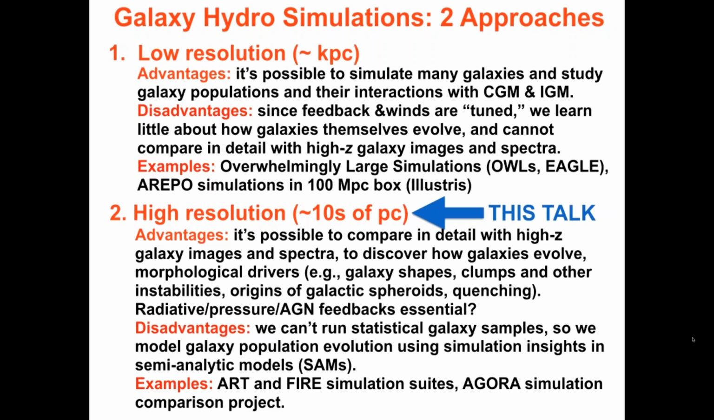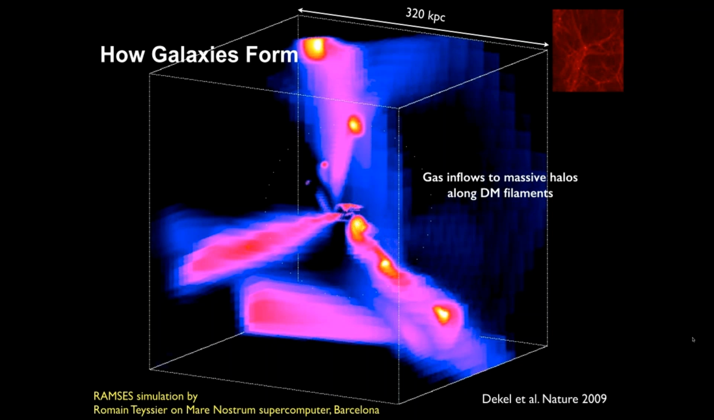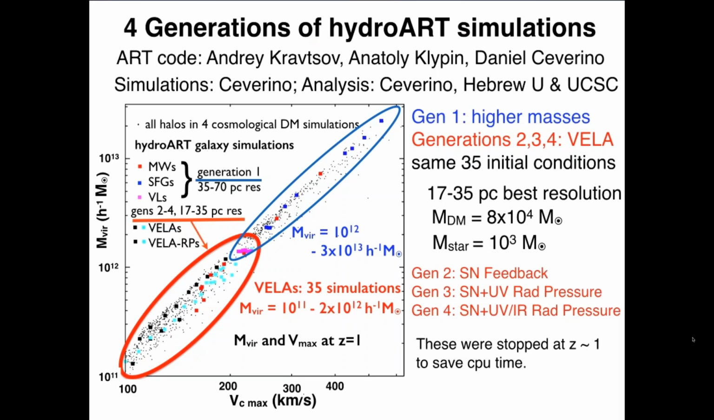Both gas and small galaxies come in along filaments, usually 3 filaments, to a region where a galaxy is forming right at the center. We've run a number of simulations, four series of simulations that we're calling generations 1 through 4. Generation 1 was lower resolution, higher mass galaxies. I won't talk about those except just to show one slide. Generations 2, 3, and 4 were all run with exactly the same initial conditions.